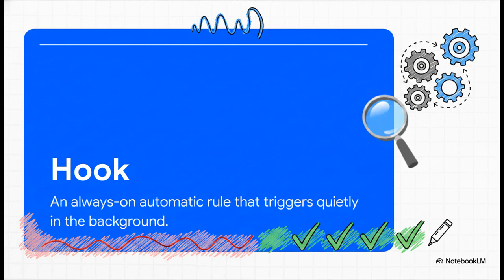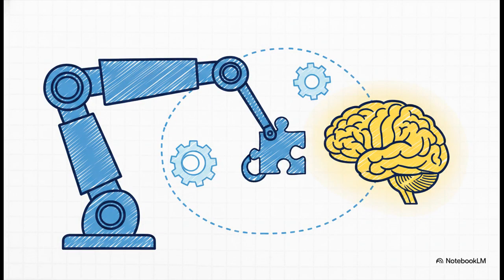It's totally different from a command or a skill that you have to sit there and type out. Think of it kind of like the spell checker in a word processor. You don't ask the spell checker to run. It just sits quietly in the background and catches things the second you make a typo. So how do we actually use this?